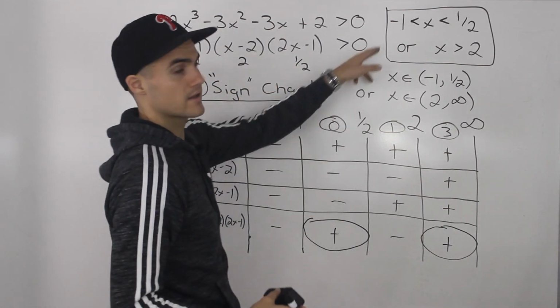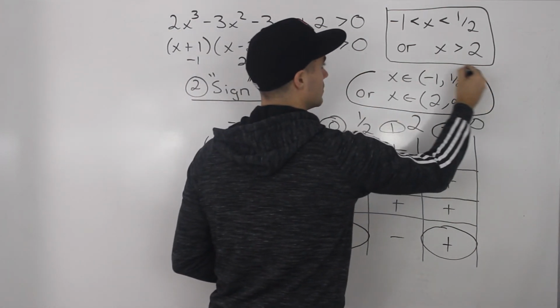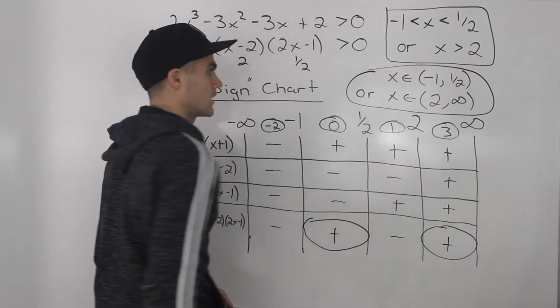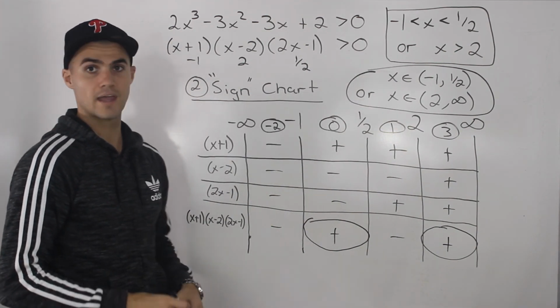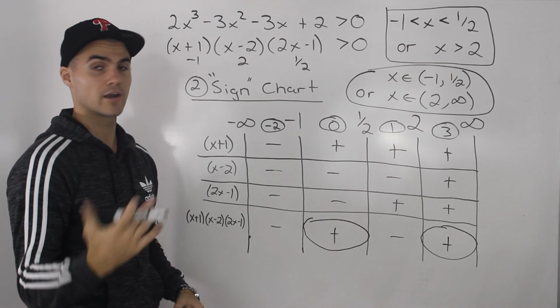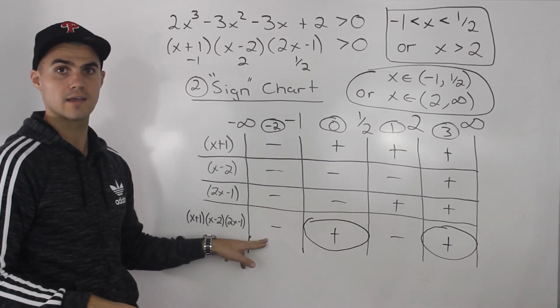So two different ways to write this solution. You could write it in set notation, or you can write it in interval notation. Both of these answers are the same, and we did it in two different ways. We did it by graphing, and we did it this new way by a sign chart.